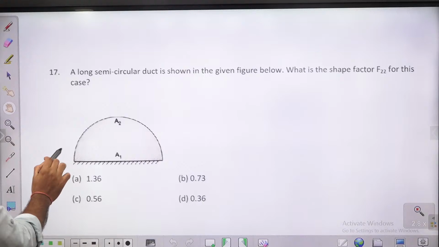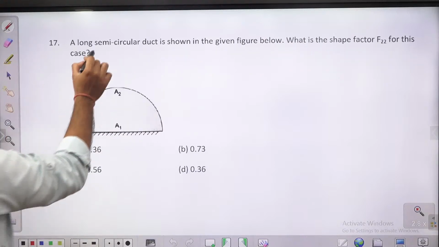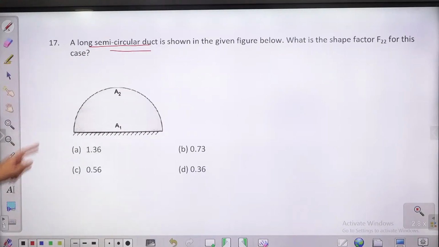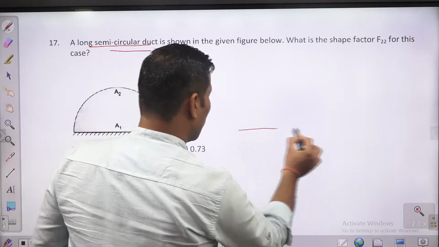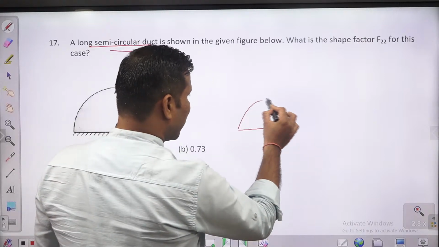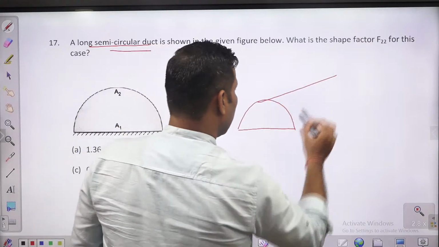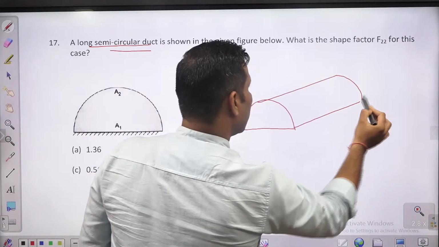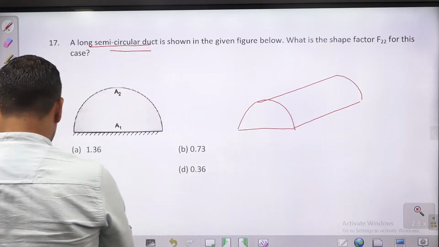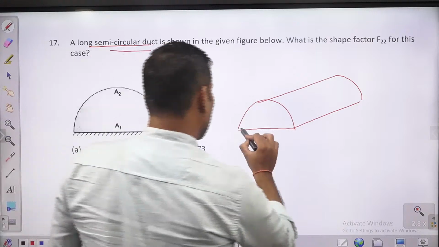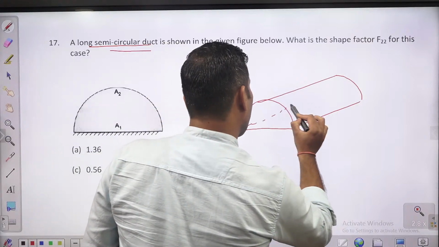Please answer. So there is a long semicircular duct. This is a duct, children, something like this. If you want to draw a duct, you can draw a duct like this. The duct is something like this. This is not a surface. This is a duct. If you want to draw the inside as well, you can draw it. So this will be something like this.